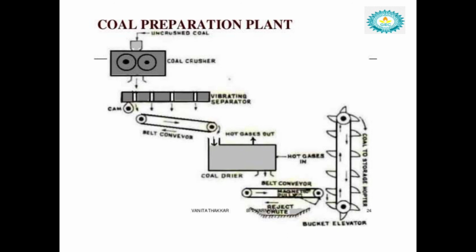After the coal dryer, the dry coal falls on a belt conveyor. A belt conveyor is a continuously rotating conveyor. At the end of the belt conveyor, we arrange a bucket elevator. With the help of the bucket elevator, the dry coal is lifted and then sent to the coal storage. This is the coal preparation plant working process.